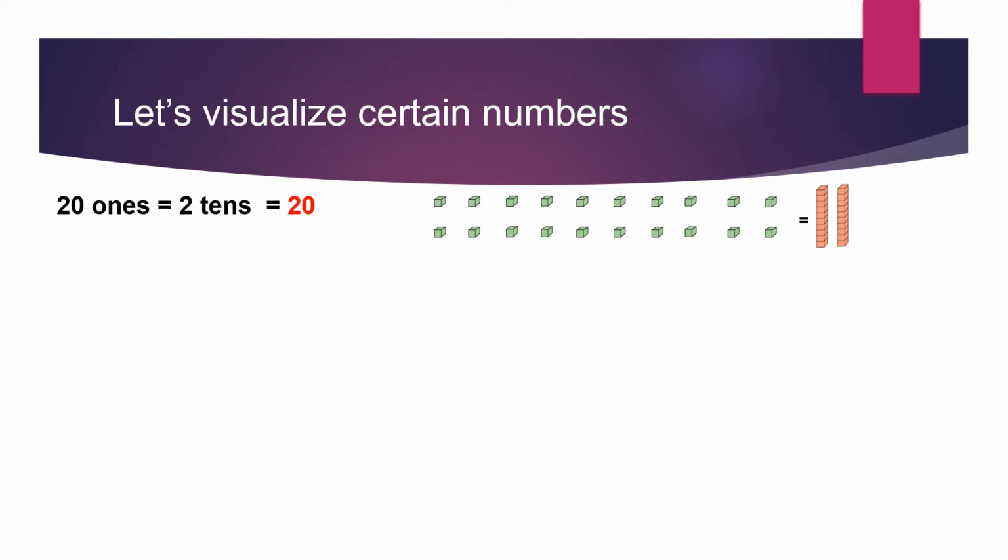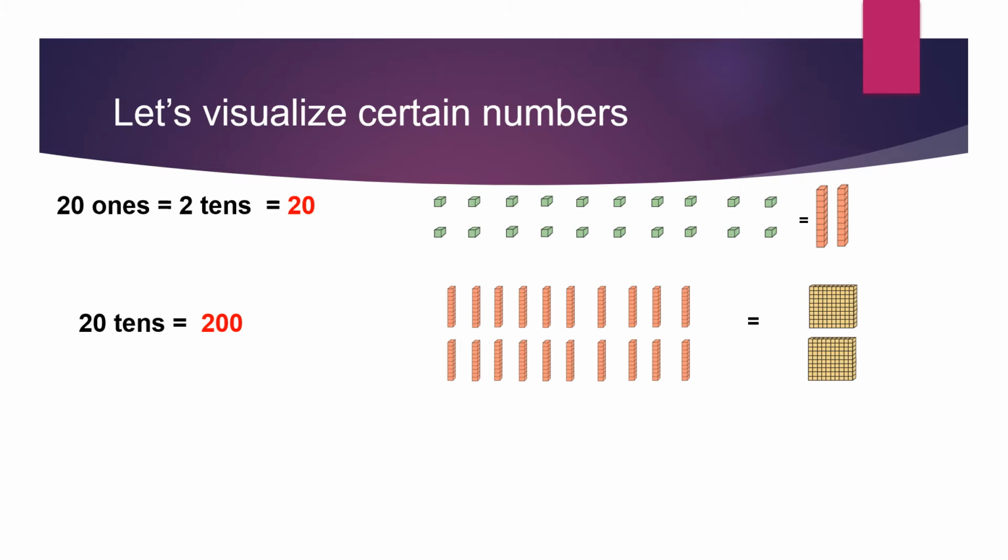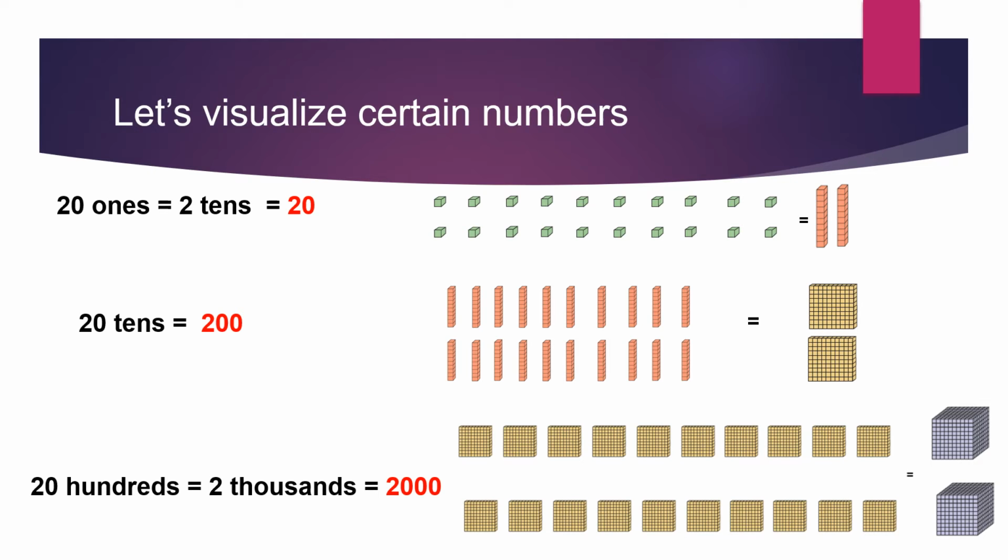Now, let's visualize certain numbers using the base 10 blocks. We can see that the value of 20 ones is the same as 2 tens, which is equal to 20, as shown on the right hand side. We know that 10 red bars, that is 10 tens, is the same as 100. Hence, we observe that 20 tens will be equal to 200. Now, let's visualize 20 hundreds. Now, children, 20 hundreds will be equal to 2000, that is shown here on the right hand side.